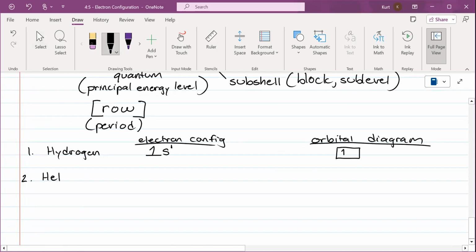I want you to now do helium. I'm going to help you out here. This is Train Wheels Day. What principal energy level, aka row, aka period, is helium found in? What is it? 1. What block? How many total electrons does helium have in principal energy level 1 in the S block? 2.